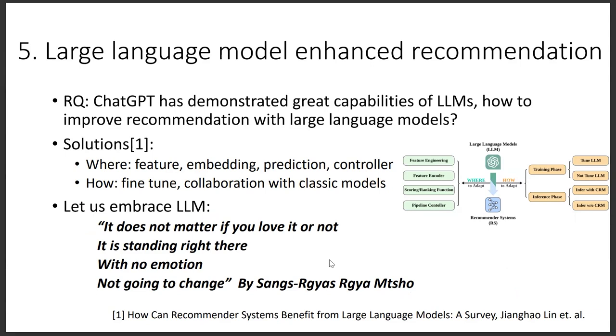As we know, ChatGPT demonstrated the great capability of large language models. It's very good at knowledge interactions. How do we make use of that technology to improve recommendation? Our colleagues in Huawei's Noah's Ark Lab have a very nice survey paper to talk about this problem from two perspectives, where and how. For the where, can we use large language models to enhance feature engineering, to enhance feature embedding, to enhance the prediction function, and to do better control? And for the how, do we need to fine-tune the large language model to generate the recommendation results? And do we need to collaborate the large language model with the classic models to generate recommendation results?